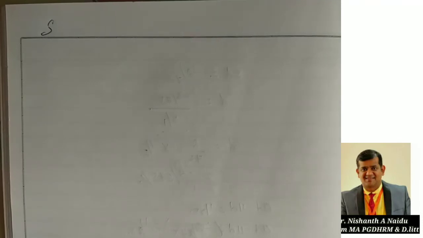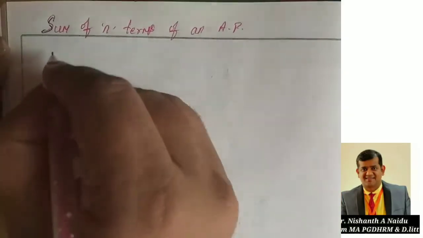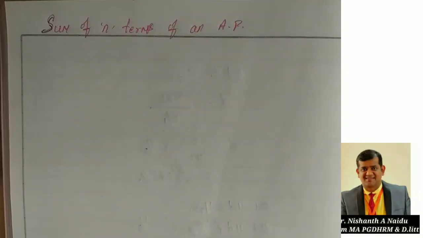So we are going to start sum of nth term of an AP. Sum of n terms we are going to start. First you need to understand what this sum of nth term is and what formula will be used.